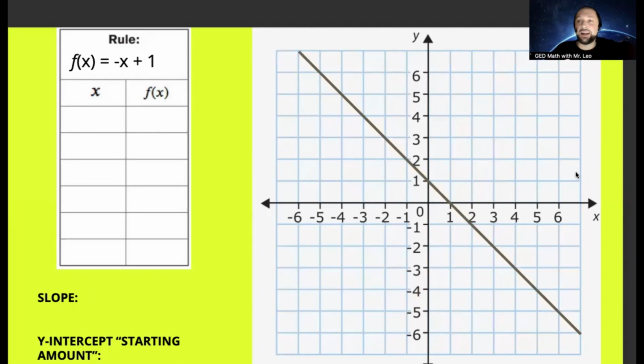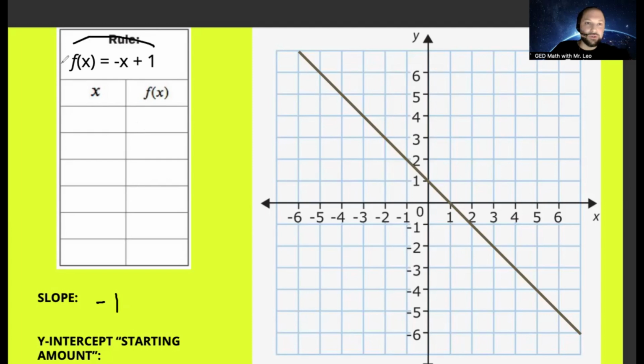Let's do one more right here. Tell me, what is the slope? First off, is the slope positive or negative? From left to right, this graph is going down. This is a negative slope. This line is decreasing. How much is it decreasing? It's going down 1 every time. Down 1, down 1, down 1, down 1. This is a slope of -1.